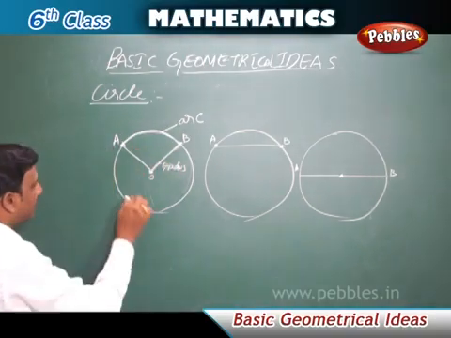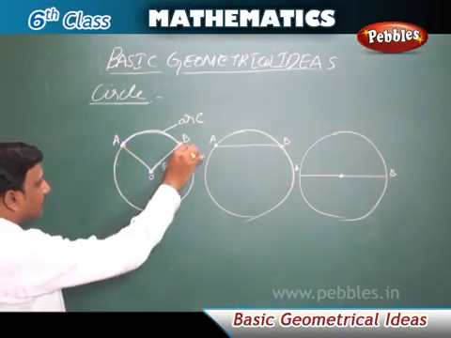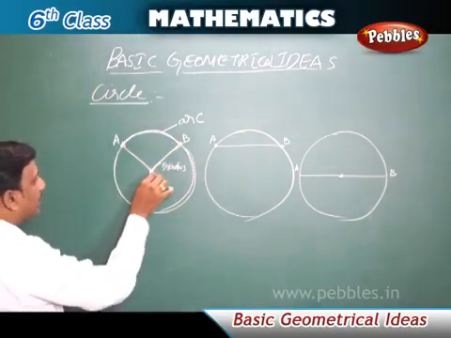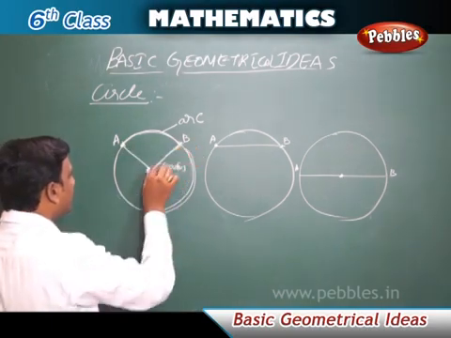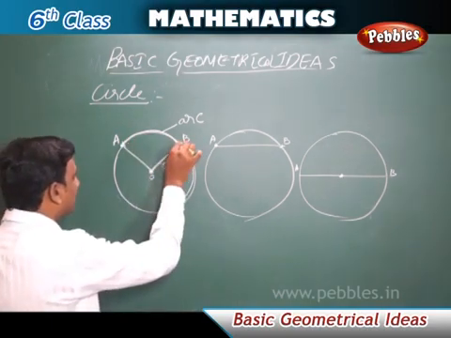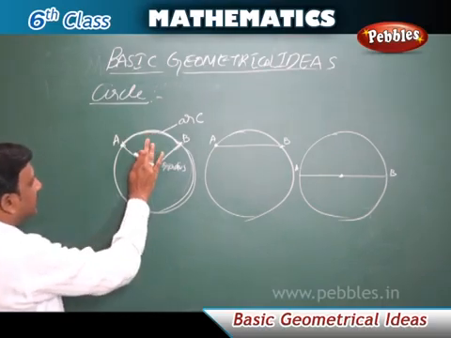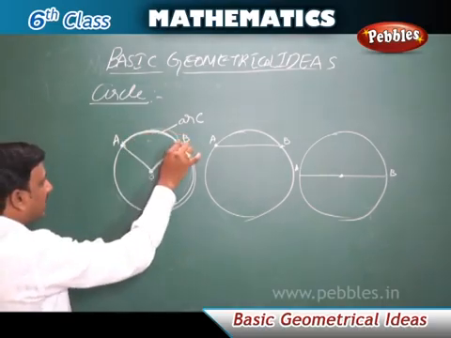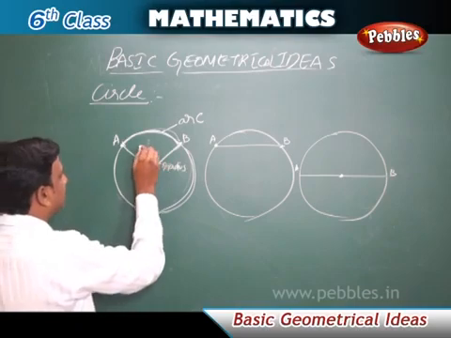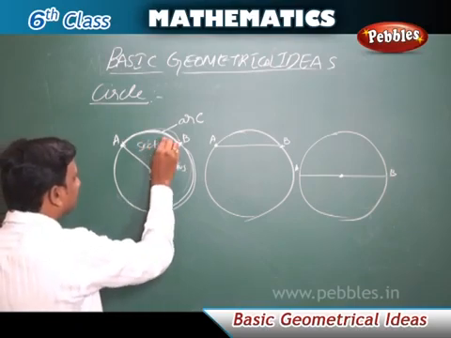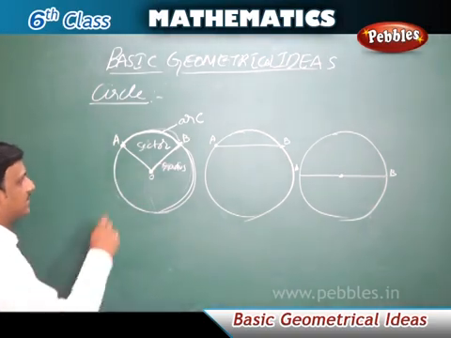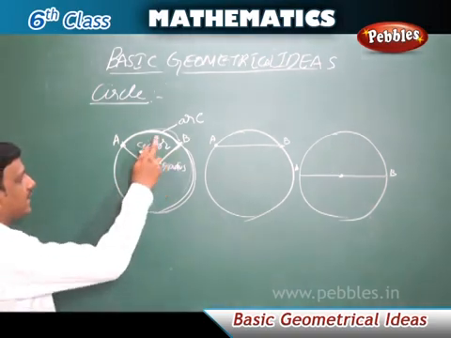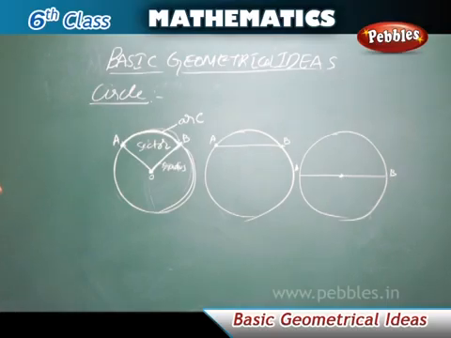Now, if a circle, here it has got 2 radii and 1 arc. So the part of the circle that is covered by an arc and 2 radii is called a sector. This part is called a sector. So this sector is enclosed by 2 radii and 1 arc.